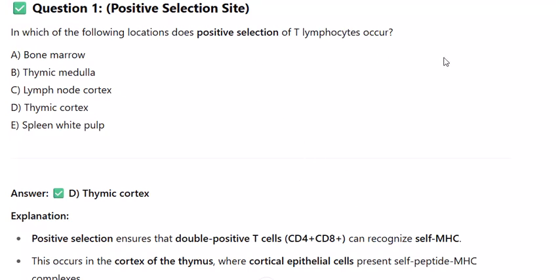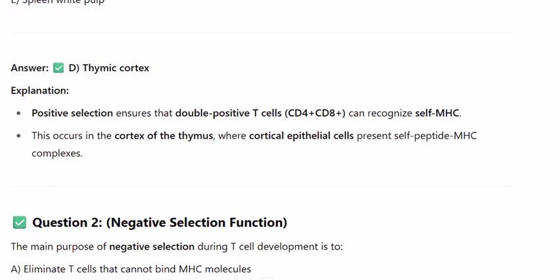Positive selection site. In which of the following locations does positive selection of T lymphocytes occur? A. Bone marrow, B. Thymic medulla, C. Lymph node cortex, D. Thymic cortex, E. Spleen white pulp. Answer: D. Thymic cortex. Explanation: Positive selection ensures that double positive T cells, CD4 plus CD8, can recognize self-MHC. This occurs in the cortex of the thymus, where cortical epithelial cells present self-peptide MHC complexes.